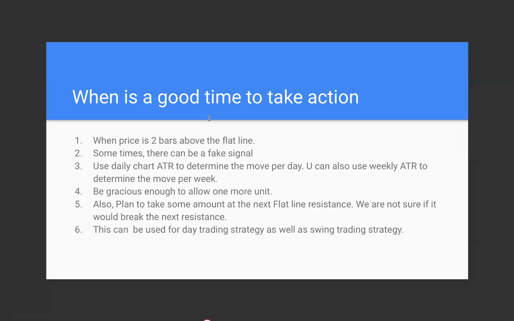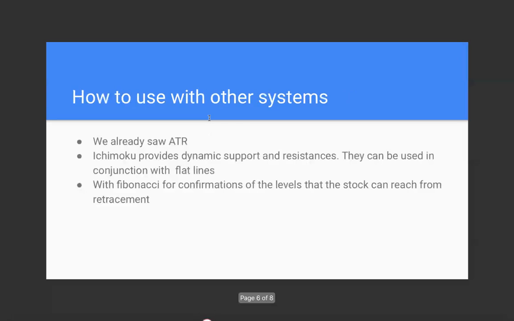Make sense? Okay. So how to use these with other systems? We already saw ATR. We also saw Ichimoku provide dynamic support and resistances. They can be used in conjunction with the flat lines. And we can also use it with Fibonacci, just like how we used it for FTCH right now, seeing what levels it has reached. It has reached 162.5, which, as we all know, is the golden ratio.